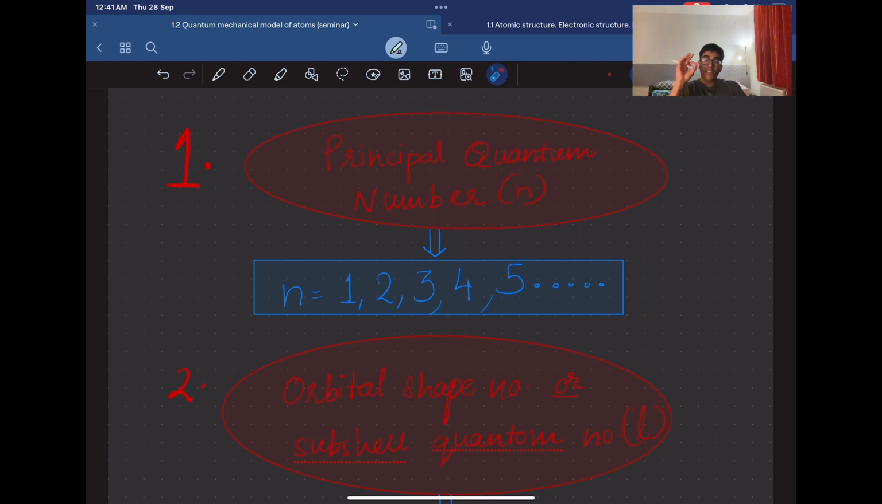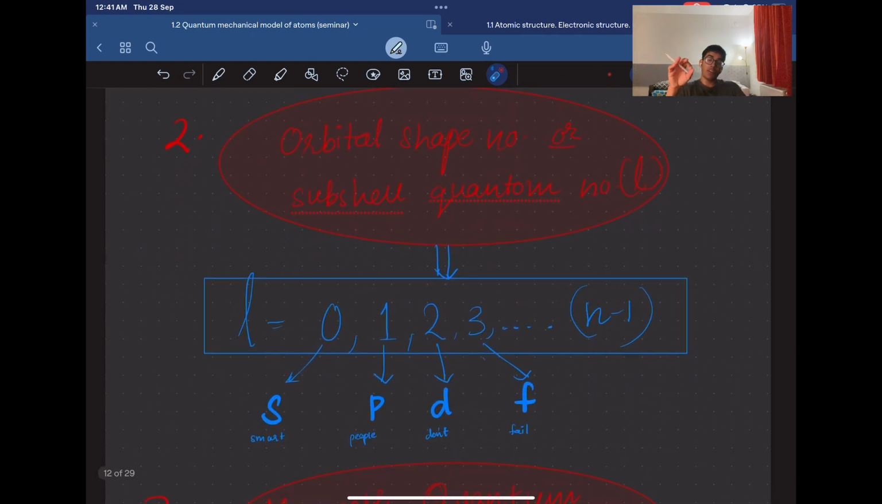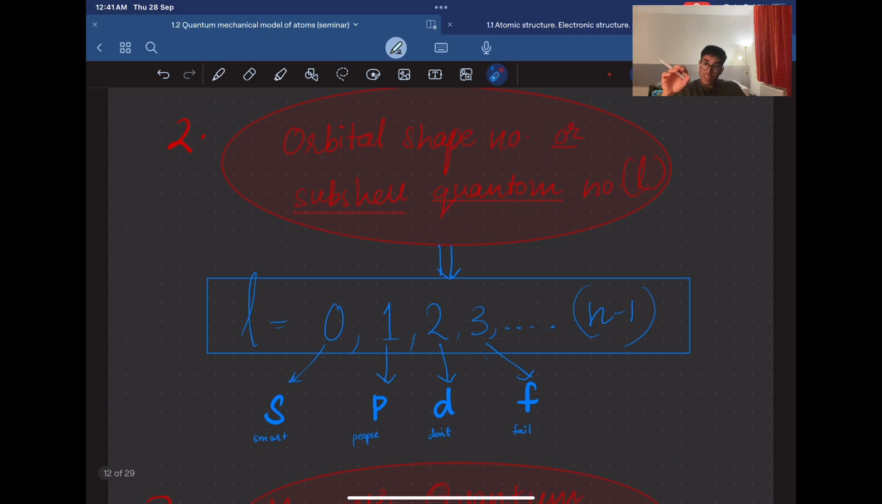Now the second quantum number is called the orbital shape number or subshell quantum number, and is denoted by l. Now this is very different. This is very unique. Look at this. L's values start from 0 and go up to n minus 1, and n is the principal quantum number. So let's say the principal quantum number is 5. That means l can be from 0 till n minus 1, which is 5 minus 1, 4. So it can be 0, 1, 2, 3, 4. Understand? That's one example.